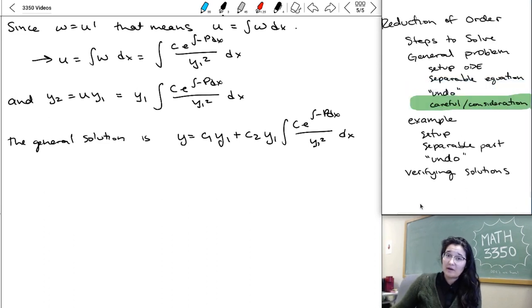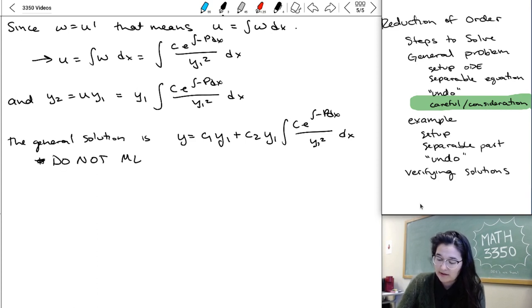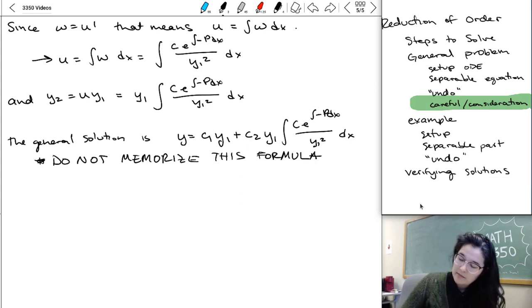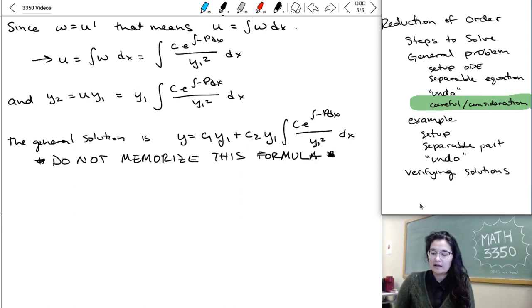Because there's so much that went into that problem, I do want to talk about some things that can go wrong or that you have to carefully think about. First of all, do not memorize this formula. Memorizing this formula and plugging it in and evaluating those integrals shows me that you can do calculus, which is worth approximately 0 points in differential equations.